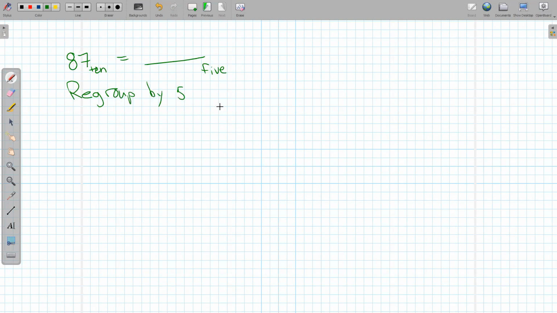So if I'm going to group by 5, thinking about place values, I'll do this a couple of different ways. I'm going to have my 1s. I'm going to figure out how many 1s there are. I'm going to have to figure out how many 5s there are. The next place would be the 25s.